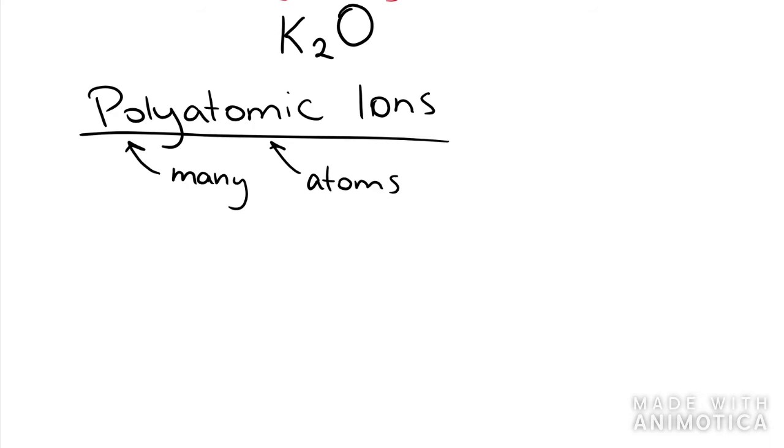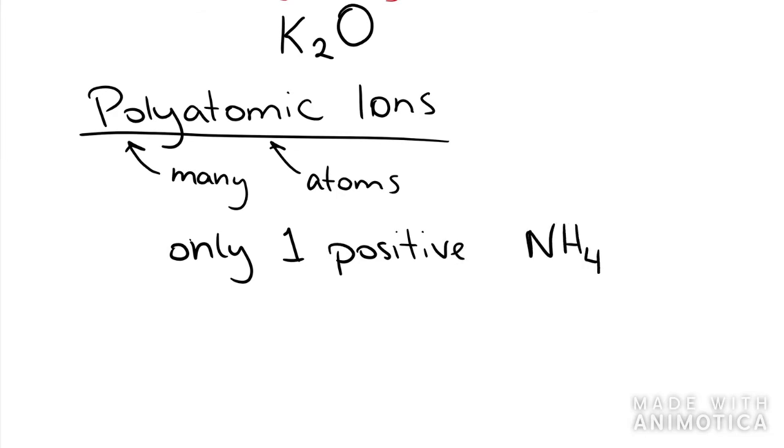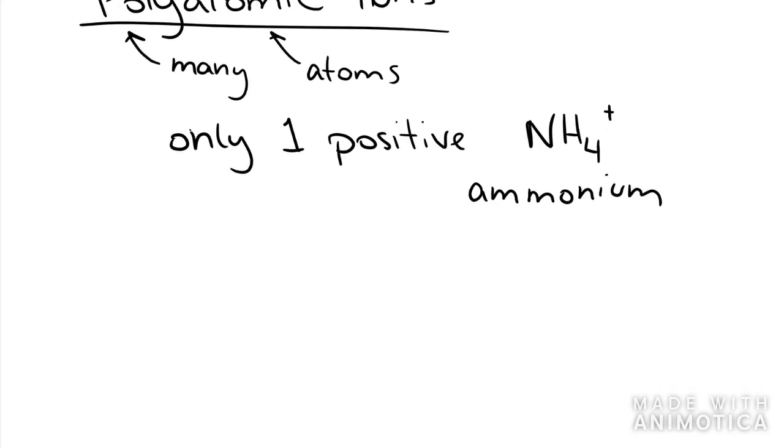There is one positive polyatomic that we look at, and that is NH4 with a charge of +1, and that's called ammonium. Otherwise, all the other ones are going to be negative ions. So let's look at this. First off, let's try one with the ammonium. So let's have ammonium fluoride.